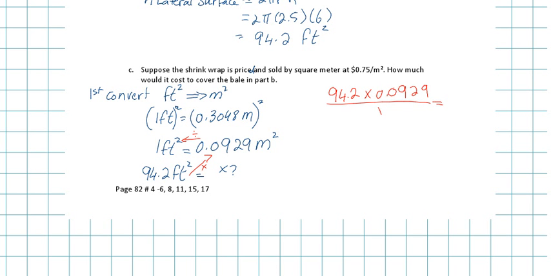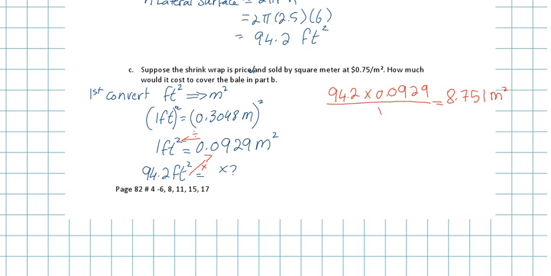Can someone give me the answer for that? 8.751. Okay, so this is how many meters squared I have. Every meter squared costs $0.75. So how much would it cost? This one right here, 0.75. Do I multiply or divide?